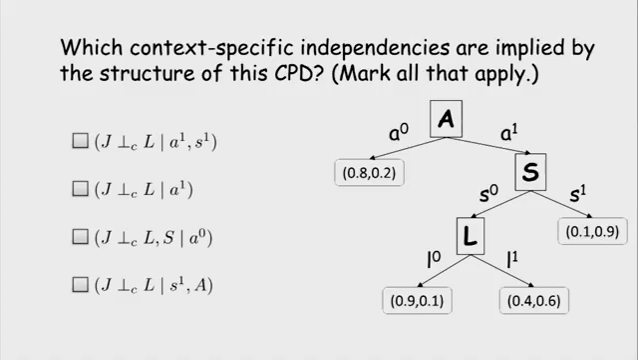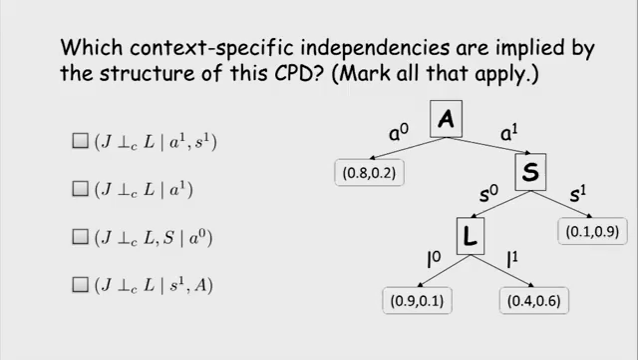So in fact, this notion of a variable not mattering is related to the notion of context-specific independence, which we've defined previously. So one can formalize this, in fact, as a context-specific independence. So let's look at this tree and think about which context-specific independencies arise in the context of this tree-structured CPD.